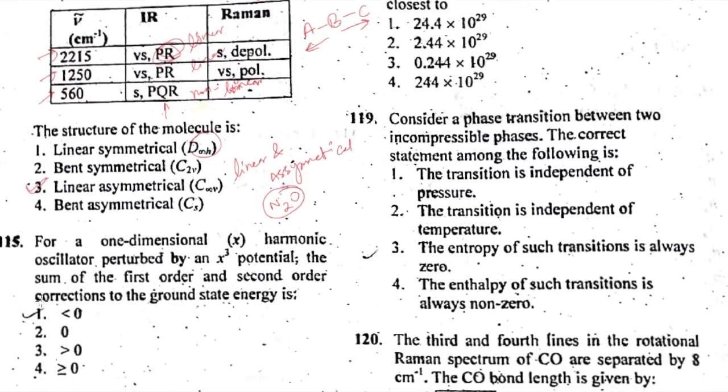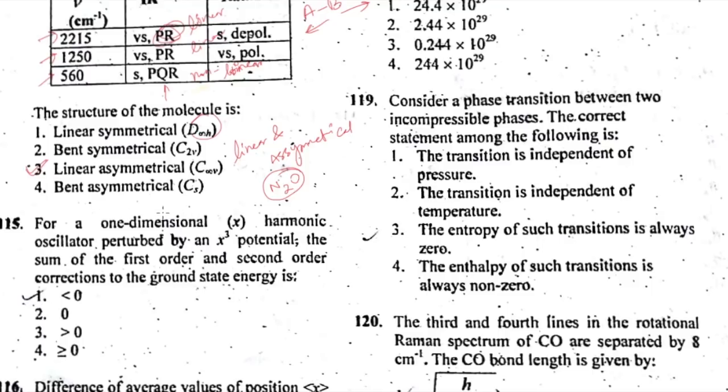Now 115, for this one it says that for a one dimensional harmonic oscillator perturbed by an x cube potential, the sum of first order and second order correction of the ground state energy is. So it's pretty simple. If you have read perturbation theory, if you know the postulates also, then you would have done this question, because the first order perturbation is 0, whereas your second order perturbation is negative. So if you sum both of them, you are absolutely going to get a negative term that is less than 0. Okay, so this is the correct option for this.